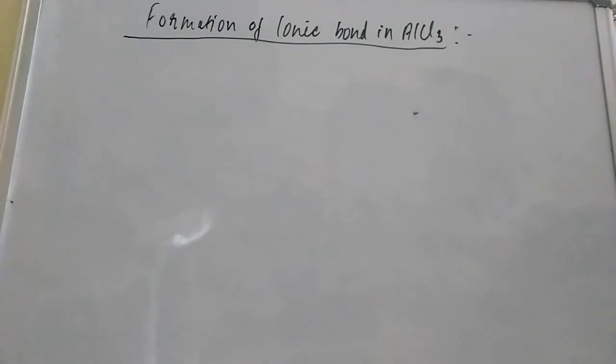Let us see what the question is. The question is about the formation of ionic bond in AlCl3. She is asking how to explain the formation of ionic bond in AlCl3. So if you see, student, here are the atoms that are there.